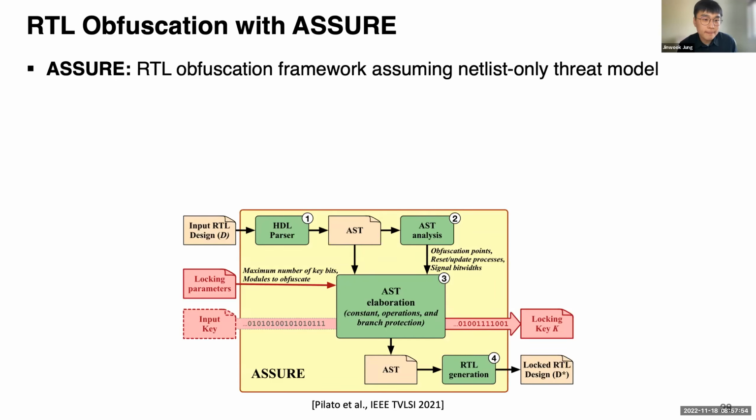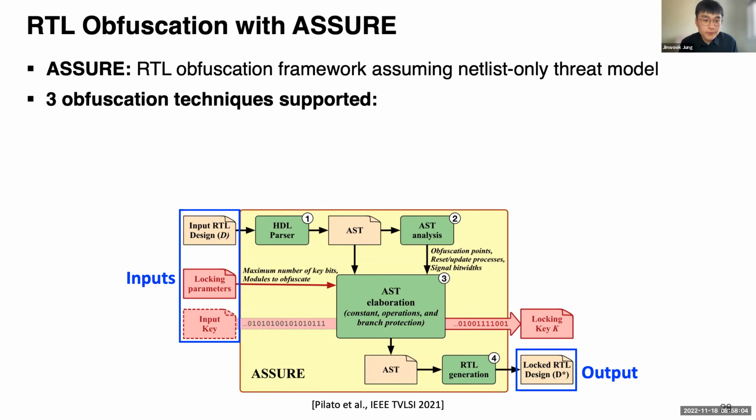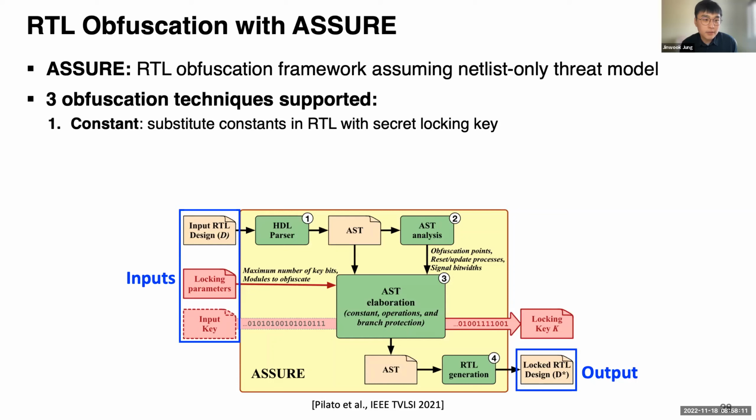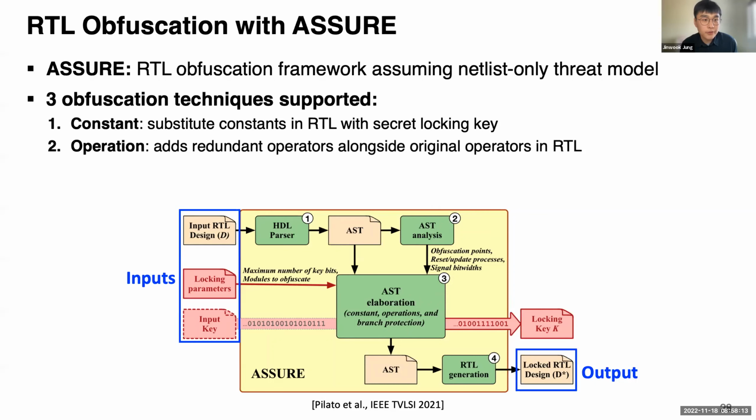So given an RTL design and a secret locking key, as well as the tool parameters, the ASSURE tool generates the obfuscated RTL design at the end. And ASSURE actually uses three obfuscation techniques, which are constant obfuscation, operation obfuscation, and branch obfuscation.